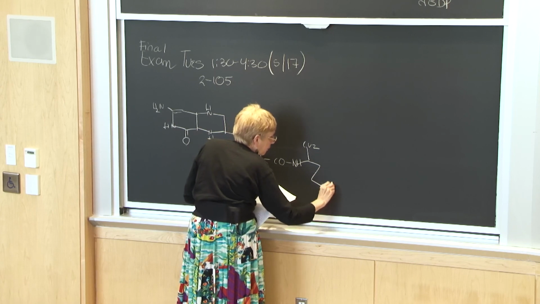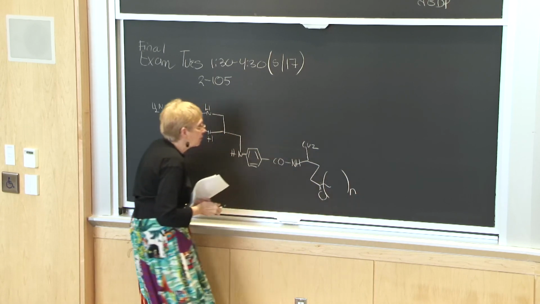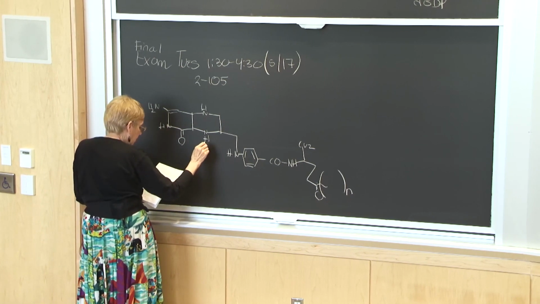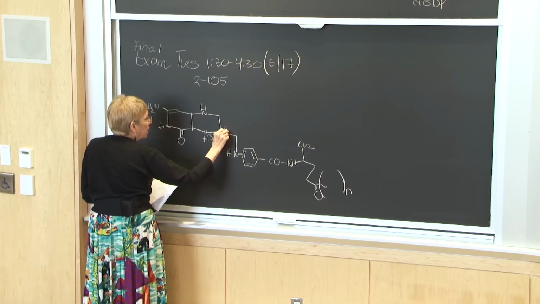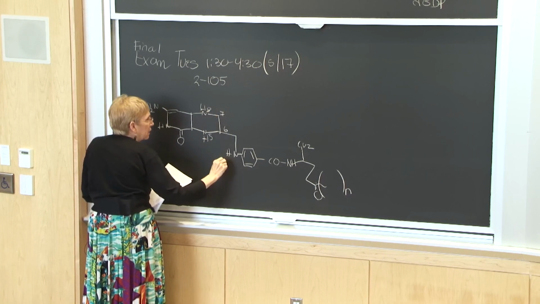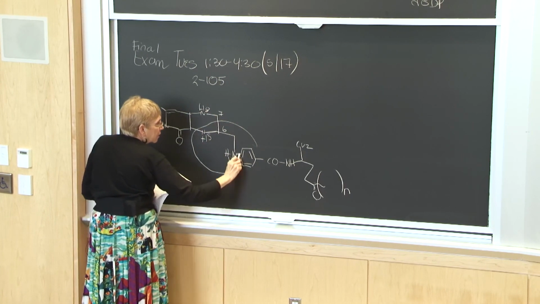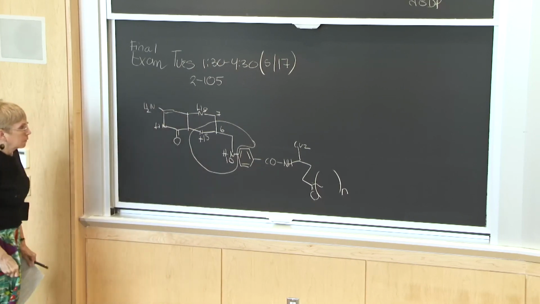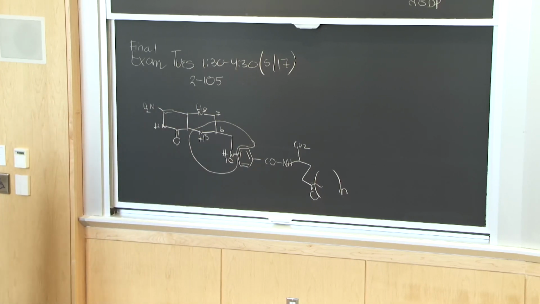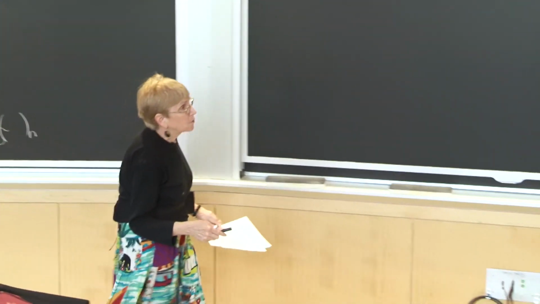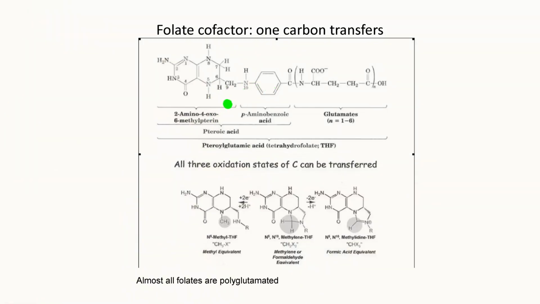Okay, so this has a polyglutamate on the end. So this is folate, and what you really need to know is that this is 5, 6, 7, 8, and this is 10. So the active part of this cofactor is here. Everything's going to happen at either N5 or N10. If you have a copy of this, you can just circle N5 and N10. That's where all the chemistry is going to happen.